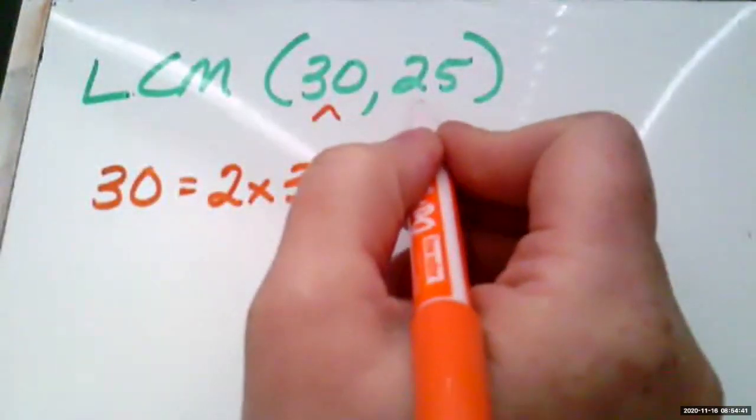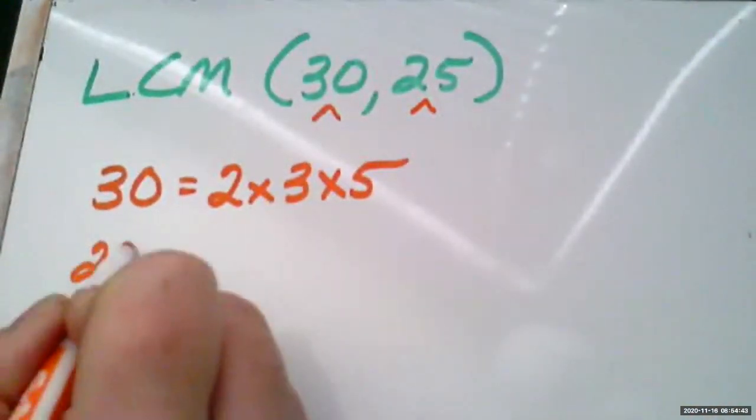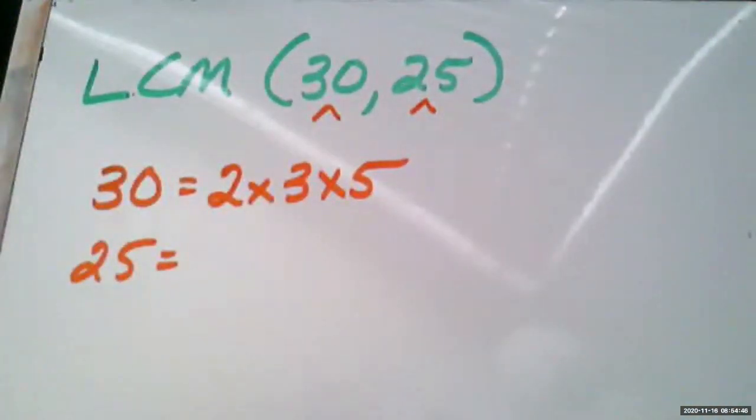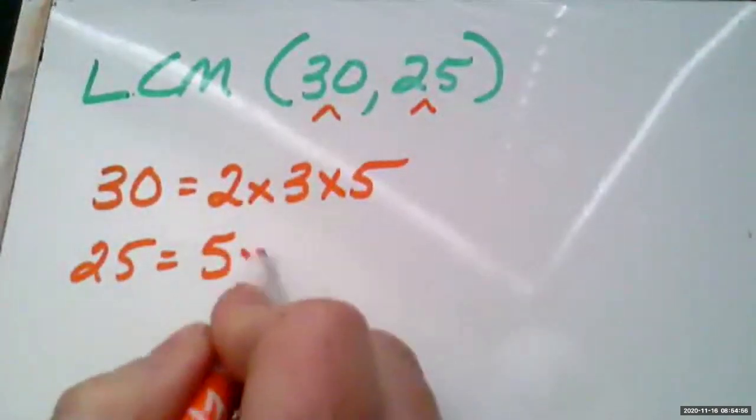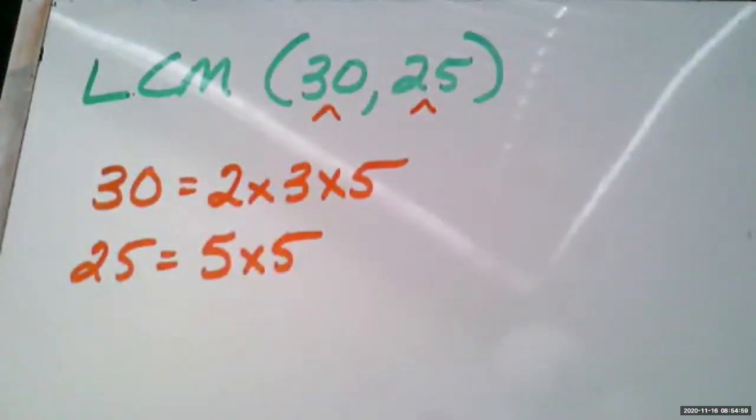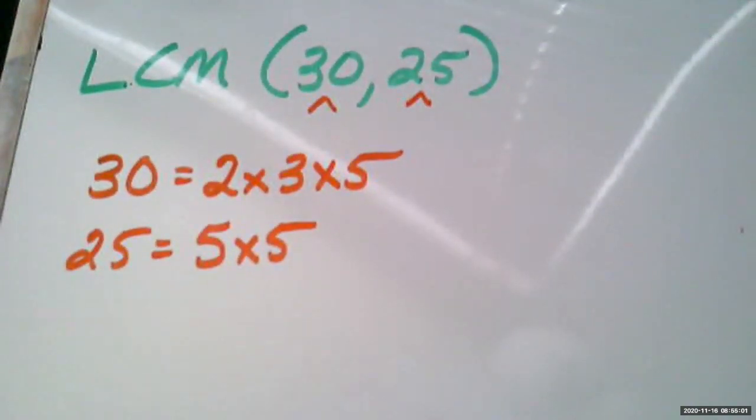Next step, write the prime factorization of 25. This one's a little bit quicker, because there's only one possible answer here, 5 times 5. Yes, there you go.